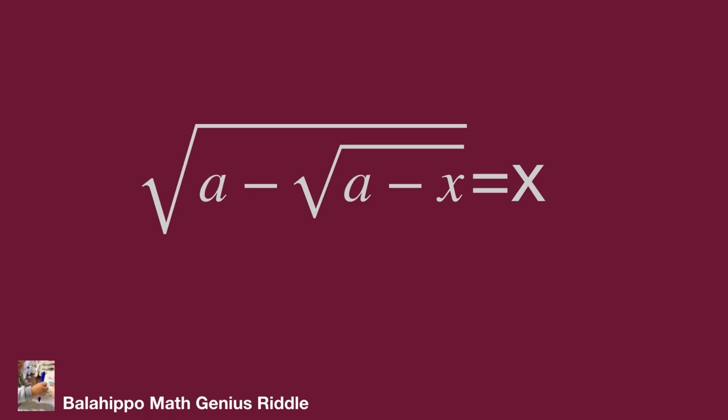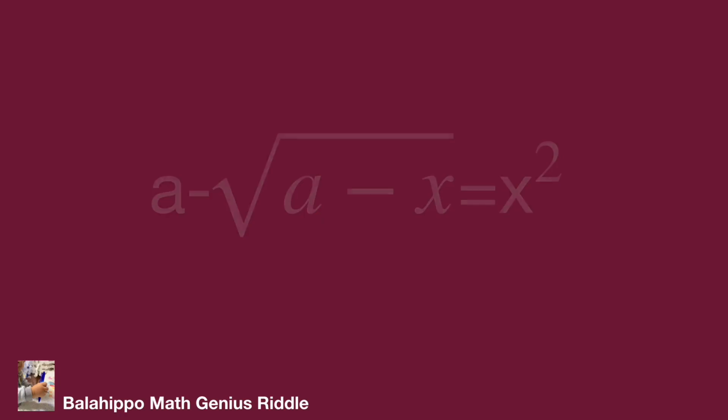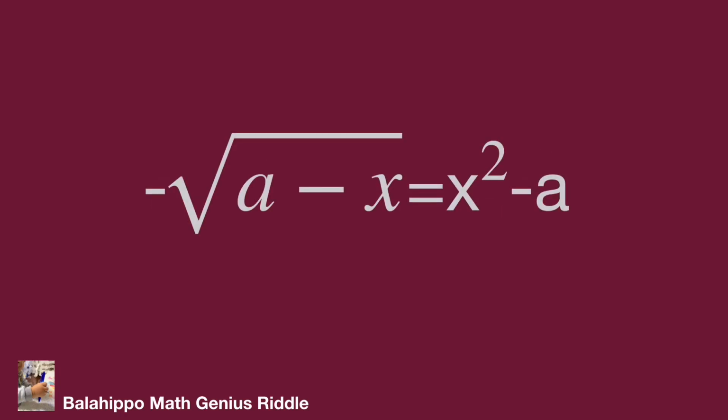The question: square root of a minus square root of a minus x equals x. The typical idea is to square both sides of the equation: a minus square root of a minus x equals x squared. Then move the square root item to one side, the rest of the items to the other side. After that, square again. The equation becomes x to the power of 4. We may take some effort to find x and a.